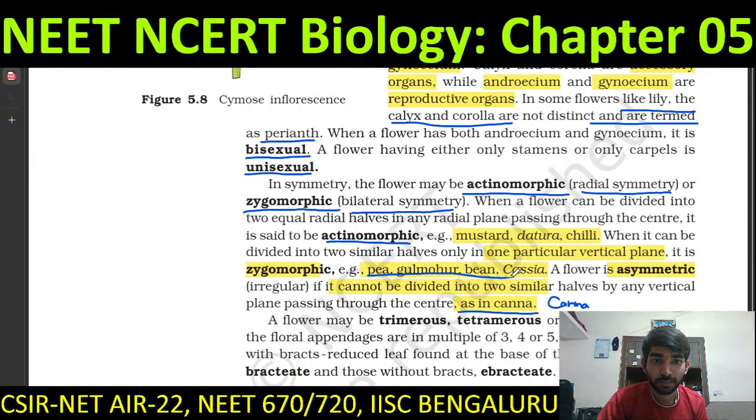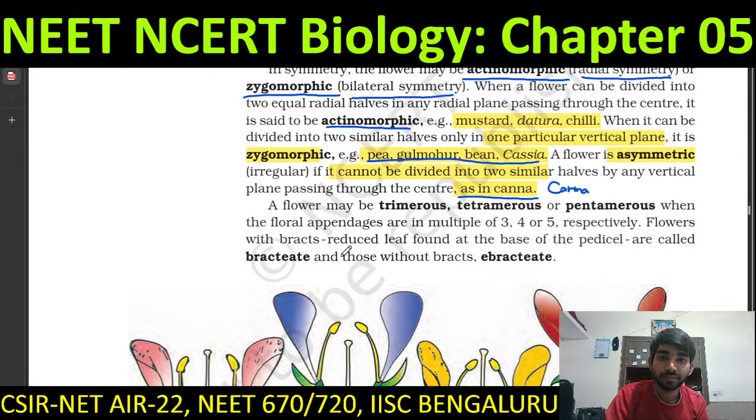Then pea, gulmohar, bean, and cassia are zygomorphic. Zygo meaning two. So two equal halves. There is only one plane, and it is what you can say bilaterally symmetrical. Bilateral, zygo. So you can remember it like this: zygo meaning two, and bilateral meaning also two. So if it can be divided into two halves using one plane, then it is bilaterally symmetrical or zygomorphic. Then the only one remaining is actinomorphic, which is radially symmetrical.